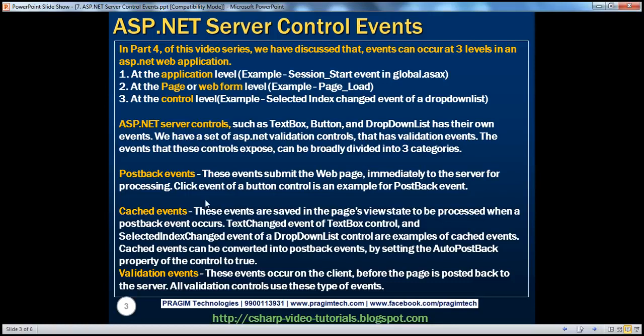Now we have another category of events called cached events. What do we mean by cached events? These events are saved in the page's view state to be processed when a post-back event occurs. And examples of cached events include text changed event of a text box control, and along the same lines, selected index changed event of a drop-down list control. Let us actually see what we mean by cached events.